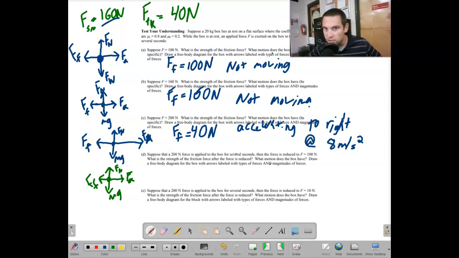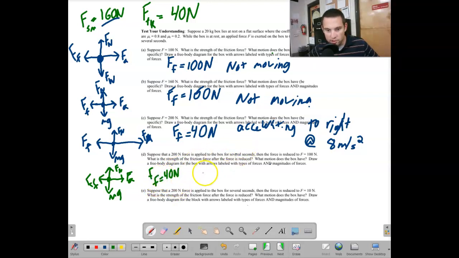So our frictional force is only the 40 newtons. It's not the 160 newtons. Don't think that instantly you're going to stop. That static frictional force will come about once this box comes to rest. Okay? So let's see. What is the frictional force? Frictional force is going to be that 40 newtons.